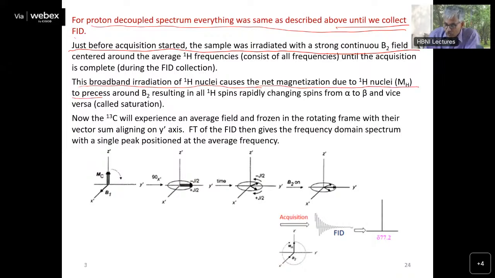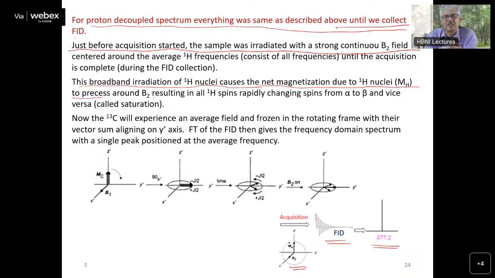I told you that when you give B2, the B2 will be rotating around the X prime axis. So the coupling to carbon will be lost because it is now rotating, and its coupling will be lost. So if you do the acquisition now, instead of two lines, you will see only a FID of a single line, and that is nothing but the average of the two lines.